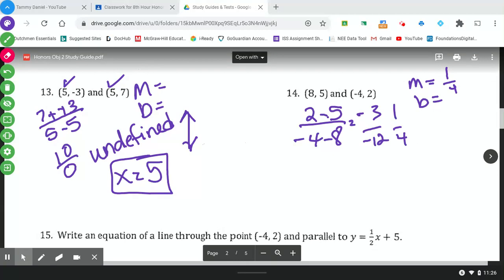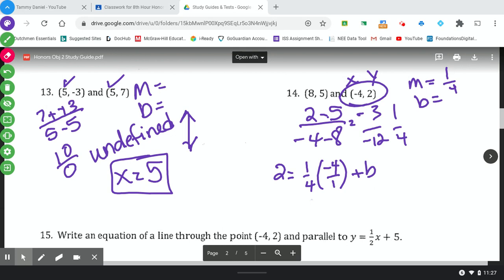Okay, so now we just pick either one of these points and plug them into y equals mx plus b. This is our x, this is our y. So 2 equals, our m is 1/4, times negative 4 over 1. I put it over 1 because of the 1/4 here, right? It's easier to multiply a fraction. Okay, and so plus b.